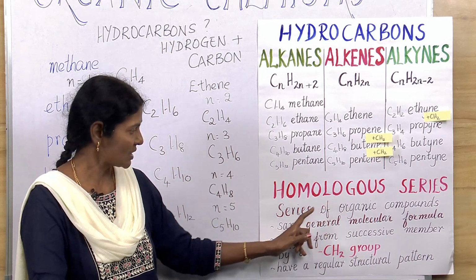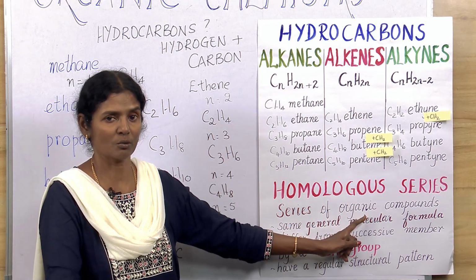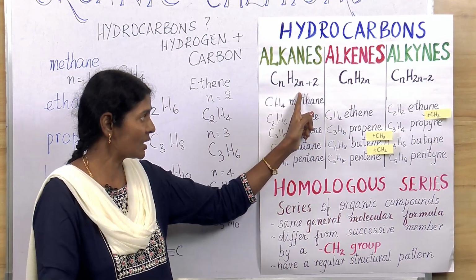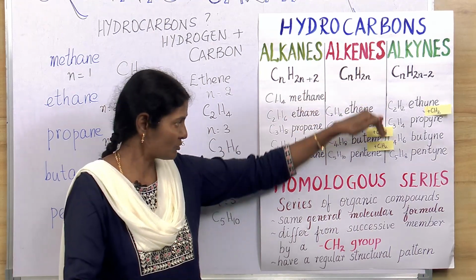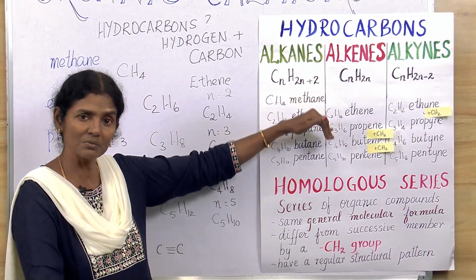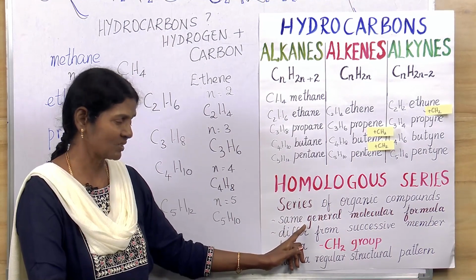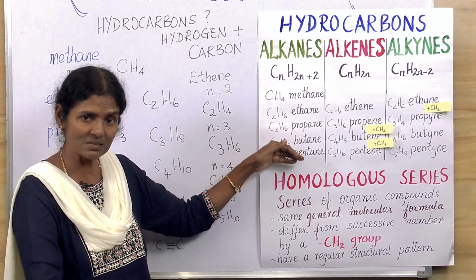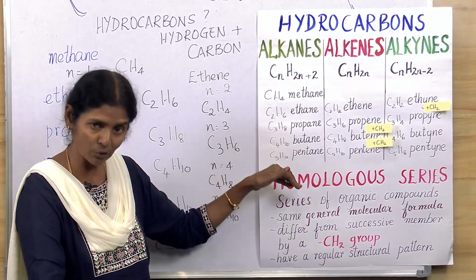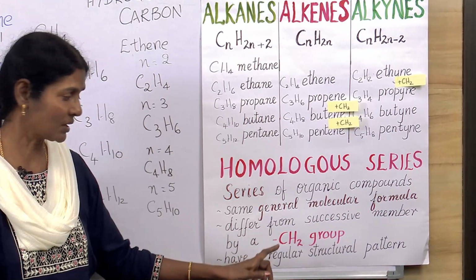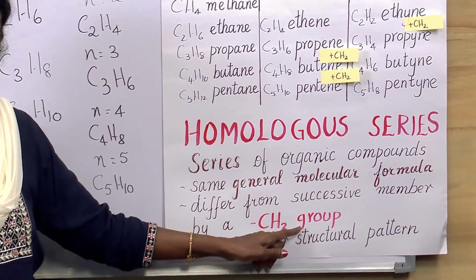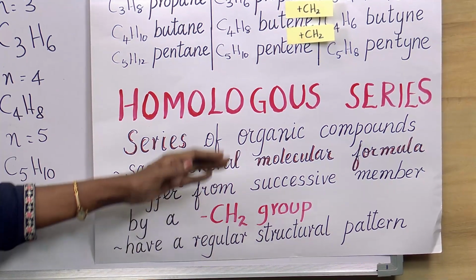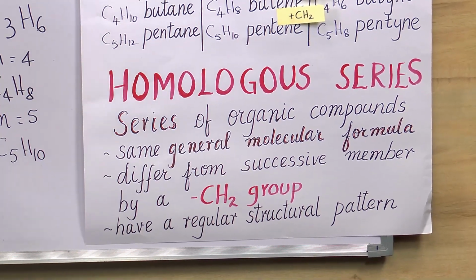What does this mean? It's a series of organic compounds. Point number 1. What do they have? They have the same general molecular formula. The whole group has the same general molecular formula. And what is the difference? They differ from the successive member. Successive means the following member. By what? By a CH2 group. Okay? And they have a regular structural pattern. So this is known as a homologous series.